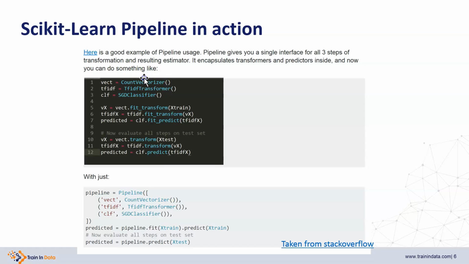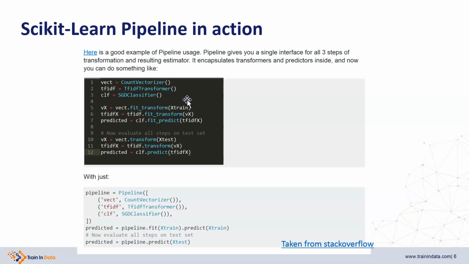Then we want to determine the term frequency, inverse document frequency, and then we want to perform a stochastic gradient descent classifier to predict something from this dataset. So the way we would normally do it is we set up the three classes, we initialize the classes into a variable name, just calling them from Scikit-Learn.